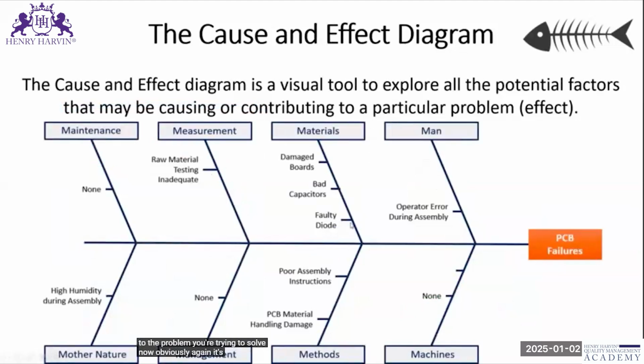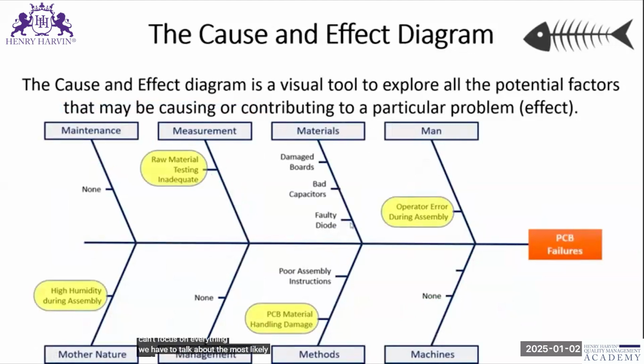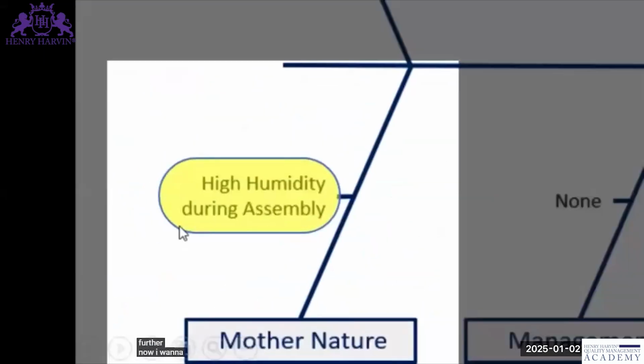Now, obviously, again, we have to go back to that Pareto principle. We can't focus on everything. We have to talk about the most likely root causes and the most likely contributing factors. So again, at the end of your cause and effect diagram, you might identify 3 or 4 issues that you need to study further. Now, I want to talk about this one, high humidity during assembly.